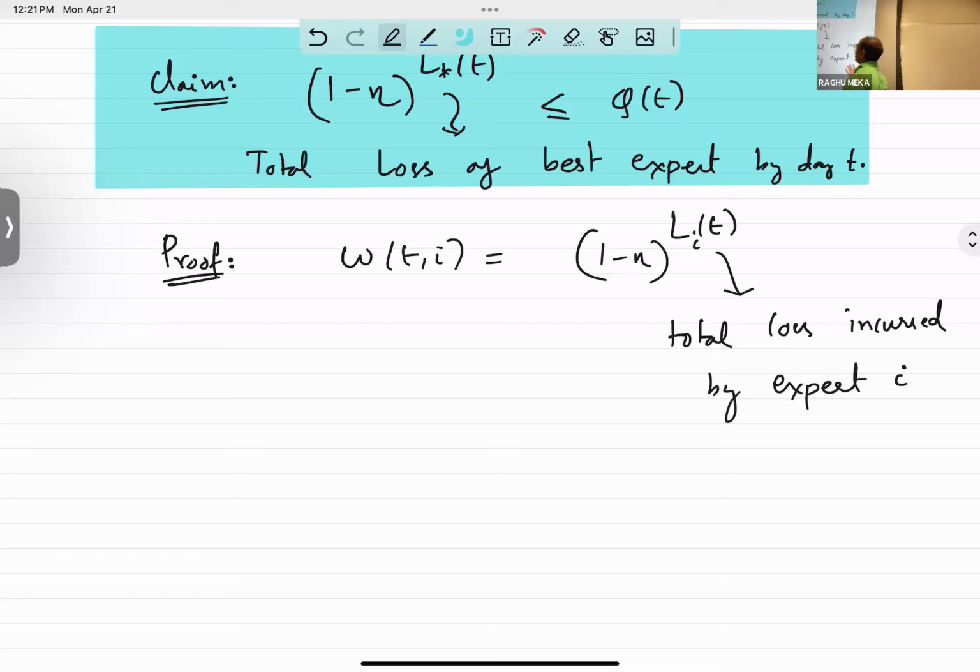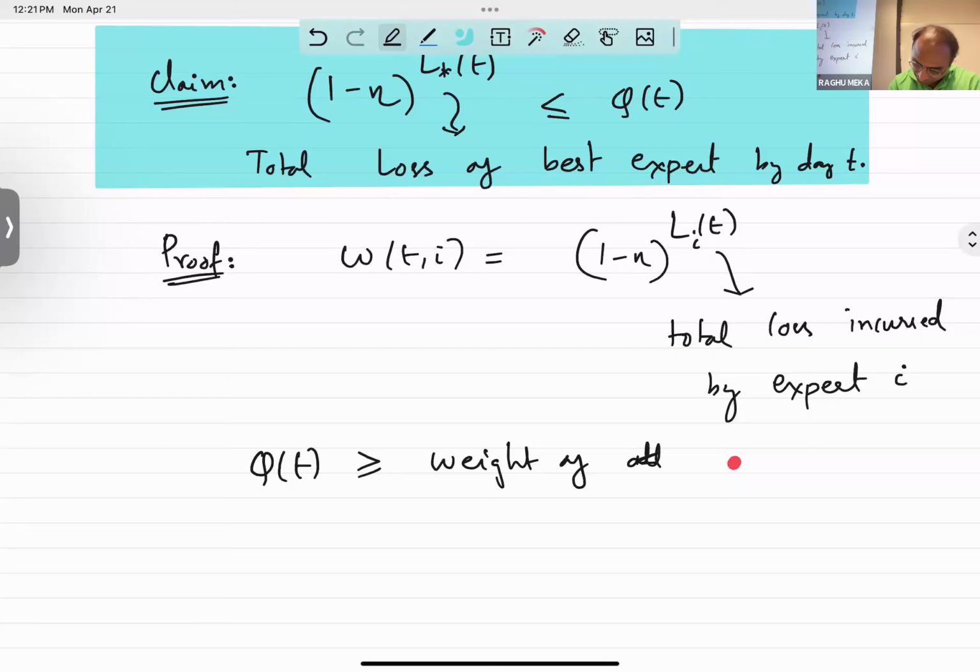Okay. So they all start with a weight of 1. Every time they make a mistake, it gets multiplied by 1 minus eta, right? So if they make a total of L mistakes, then their weight is going to be hit with a (1 minus eta) to the power L factor. Okay. So phi of t is at least the weight of the best expert, because it's the sum of all of the weights. Which is exactly this much.